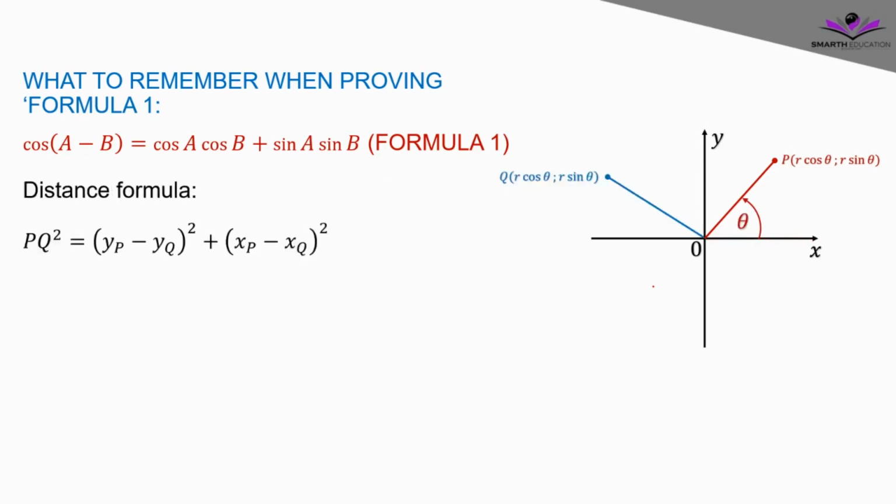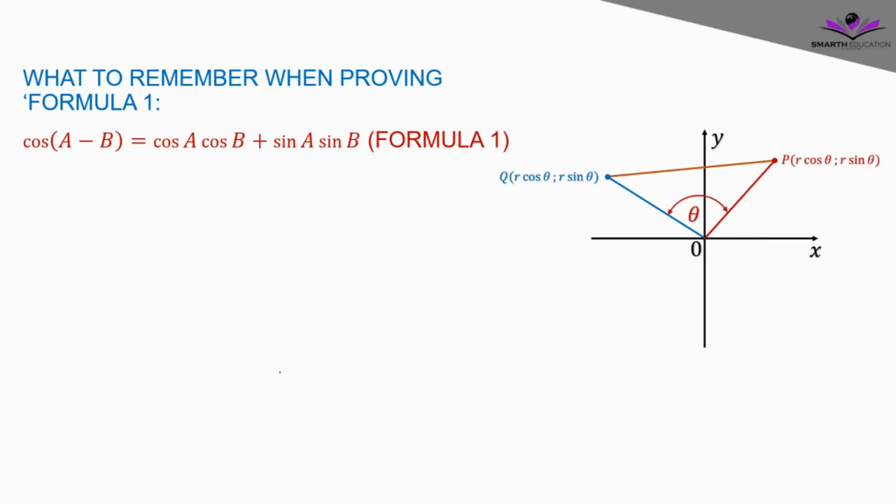Then the distance formula: you have to remember the distance formula. We're going to use two formulae here to prove this: the distance formula and the cosine rule. For the distance formula, for example, if we want to find the distance PQ, how do we do it? Y at P minus Y at Q, all squared. Then we have X at P minus X at Q, all squared. You see that? That's the distance formula. We're going to use it later.